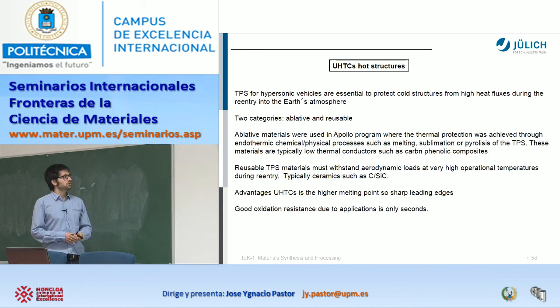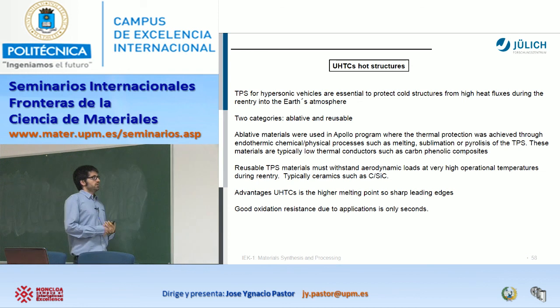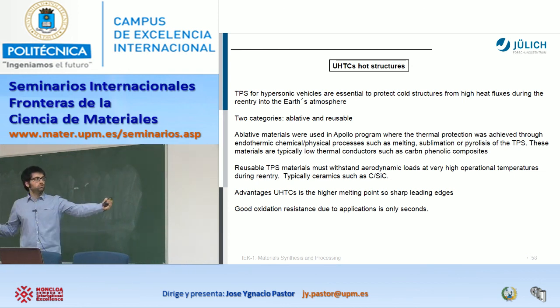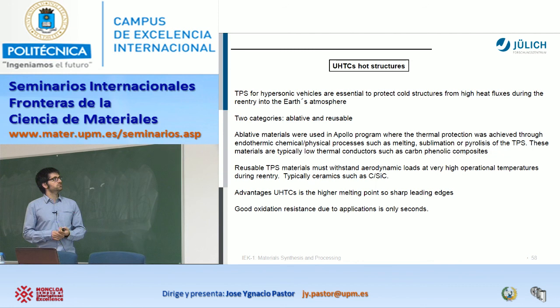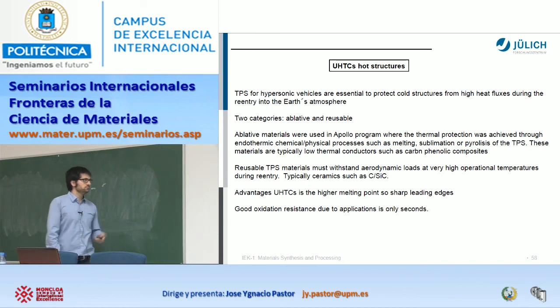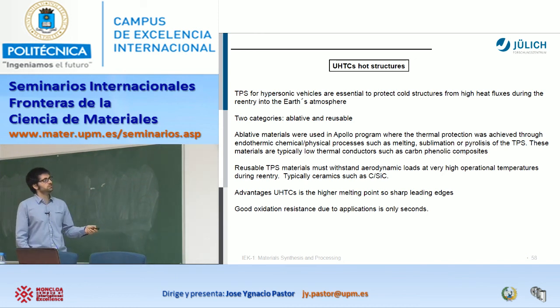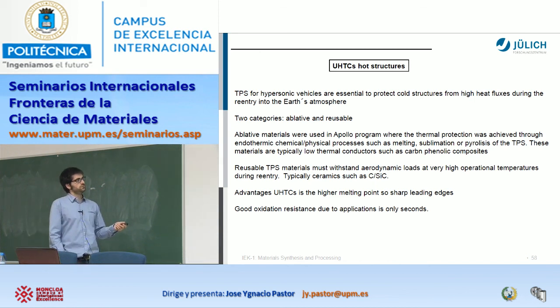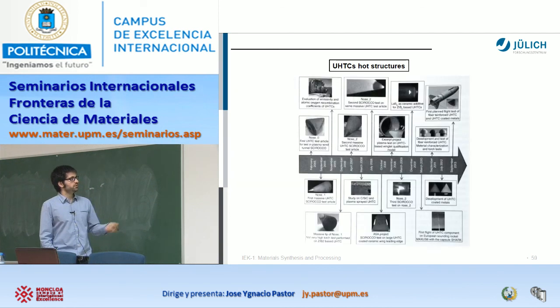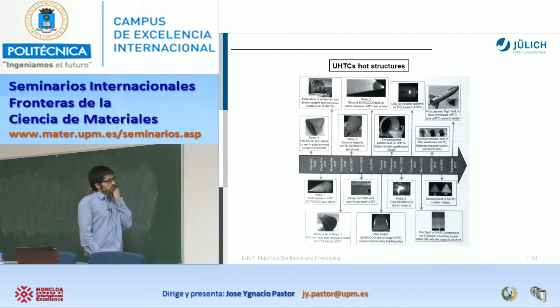And just to finish, what is really the status if we want to process a really hot structure based on ultra high temperature ceramics? As I told you, they want to use it for thermal protection systems when vehicles go in and out of the Earth's atmosphere. There are two categories of possibilities for this thermal protection system, whether it's ablative or reusable and so on. But okay, I think it's better if we go directly through that situation.